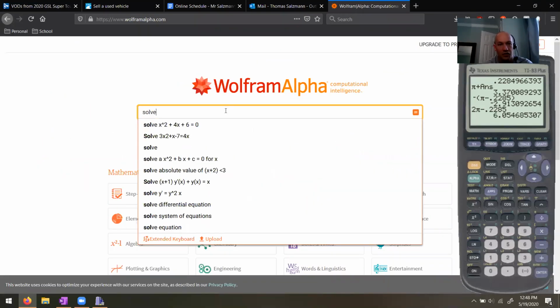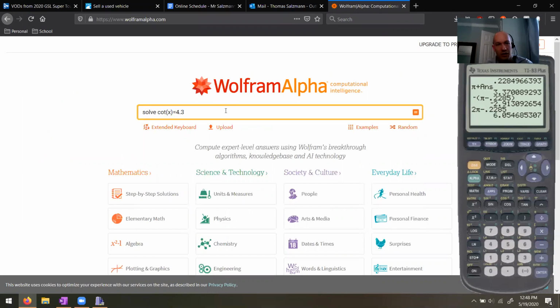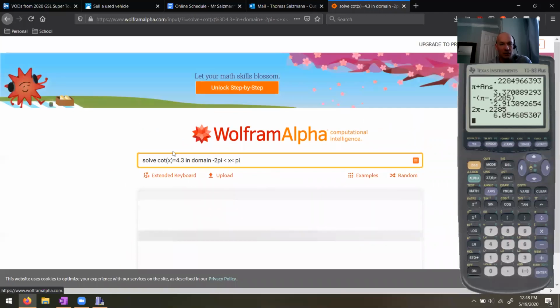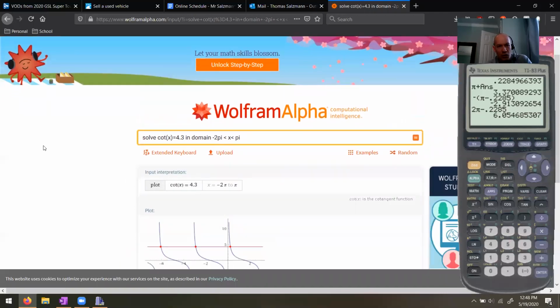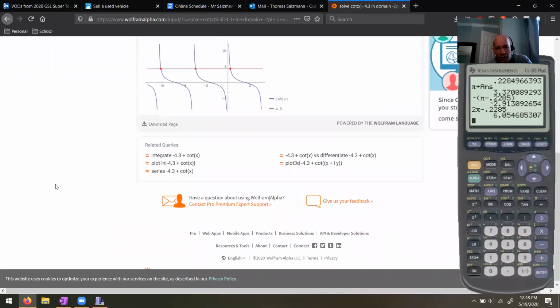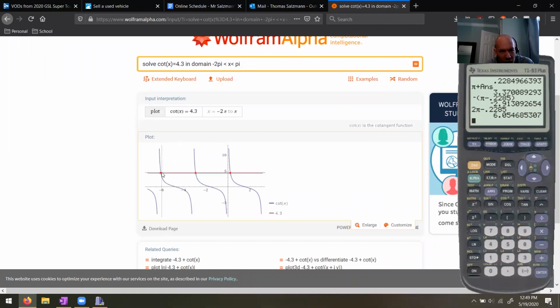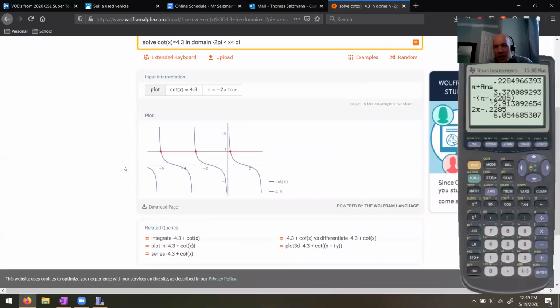So if we want to solve something like, what was it, cotan x equals 4.3, we might even be able to do it in the domain negative 2 pi to pi. Would it understand this? I actually have no idea if it will fully understand, but let's see if this works. So cotan there, negative 2 pi to pi, and it plotted it, but it didn't solve it for us. But I can see we've got some intersection points here, so I'm actually a little surprised it didn't solve it and give us some answers, but it plotted it.